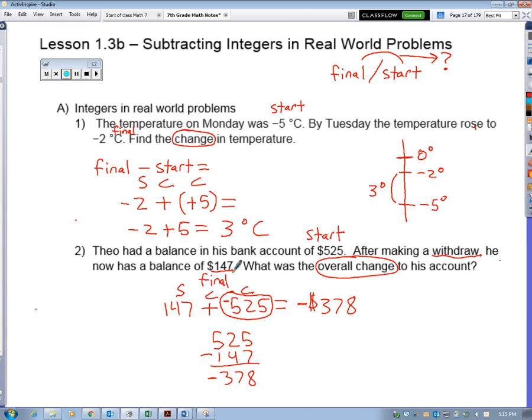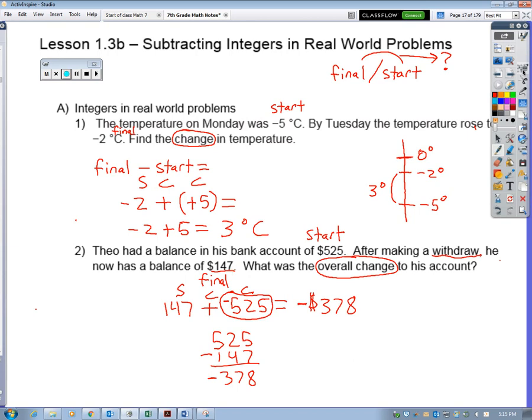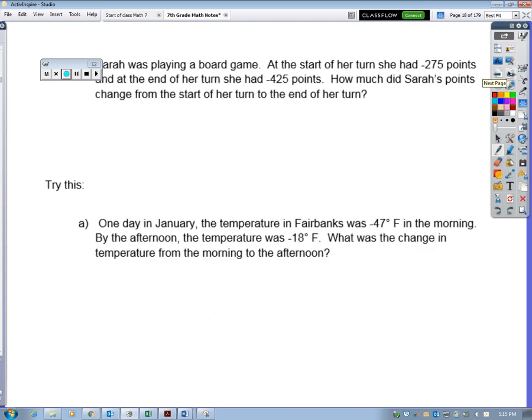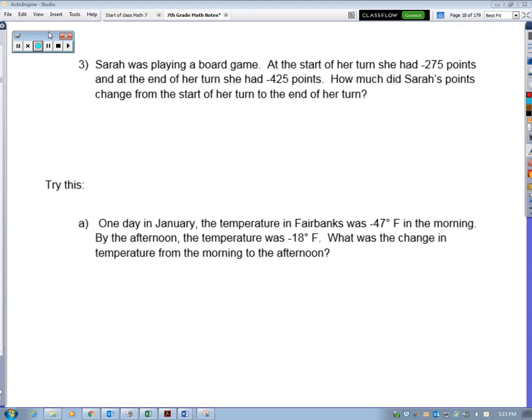Alright, moving on to problem number 3. Let's check out this subtraction problem. Okay, this time we have Sarah. She was playing a board game. At the start of her turn, oh, we're already told that this is the start. That's helpful. She had negative 275 points. Ooh, Sarah's not doing too good. Okay, negative 275 points. It's a negative number. We're told that. That's good news.